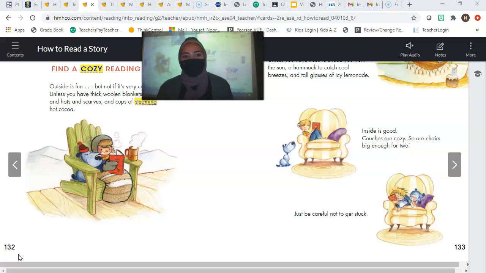Good. How to read a story. It's the title of the book, guys. So how does the organization help you? Because the author shows us how to read a story step by step. You can write that down. That's under number 1 too. The author shows us how to read a story step by step.